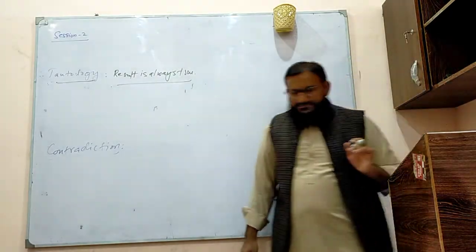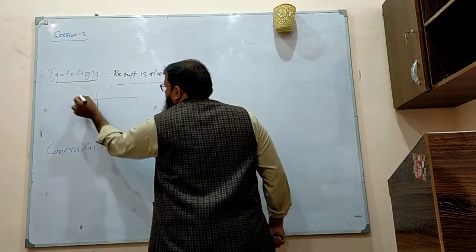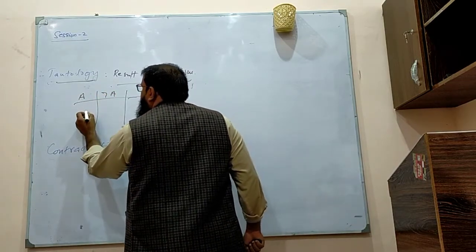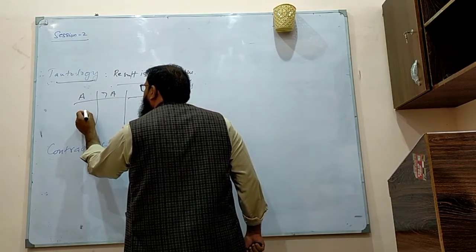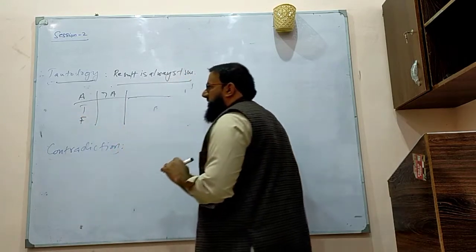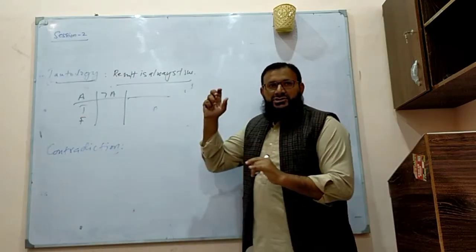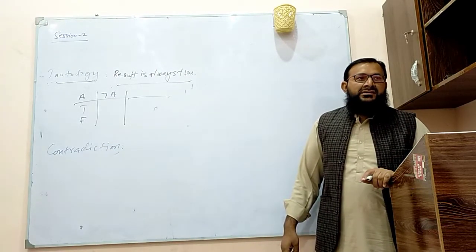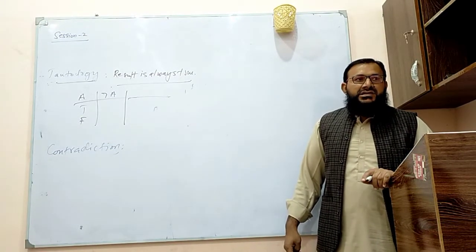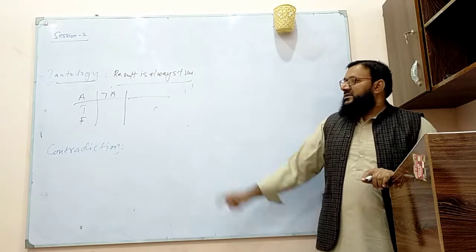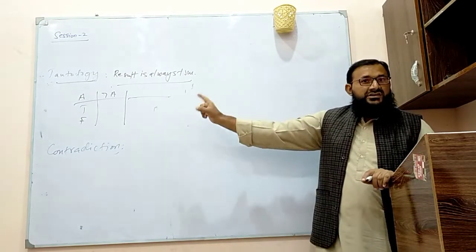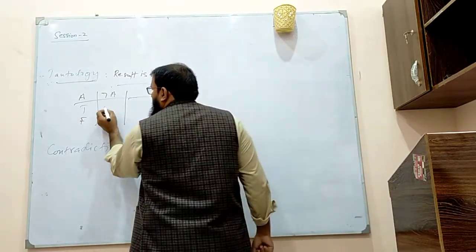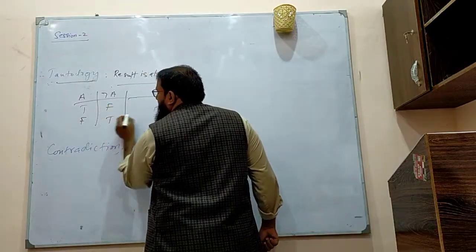For example, the statement is this: A and negation of A. What are the possibilities for A? True or false. Whenever you are given only one statement A, you put these possibilities. Whenever you are given A and B, then you have to put your possibilities for A and B. The rest of the things will be results of the first columns. So negation of A: true becomes false, and false becomes true.